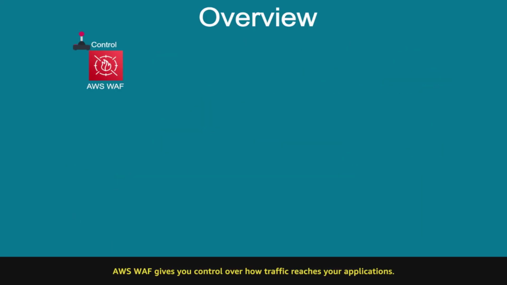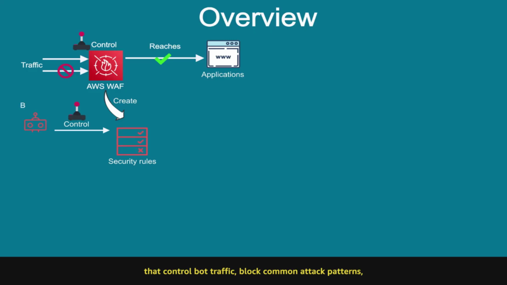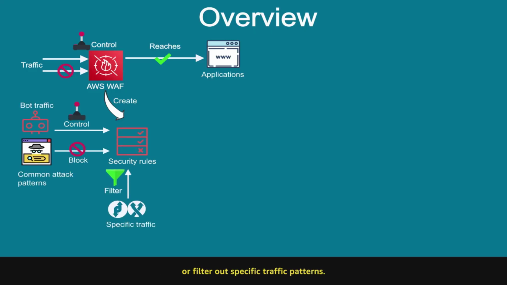AWS WAF gives you control over how traffic reaches your applications. You can create security rules that control bot traffic, block common attack patterns, or filter out specific traffic patterns. AWS WAF can be deployed in minutes.